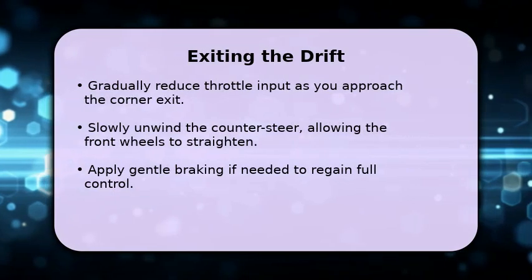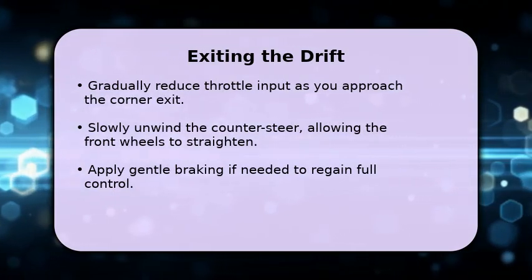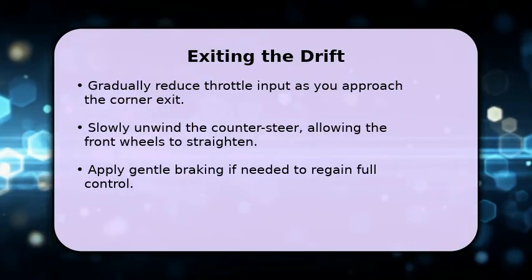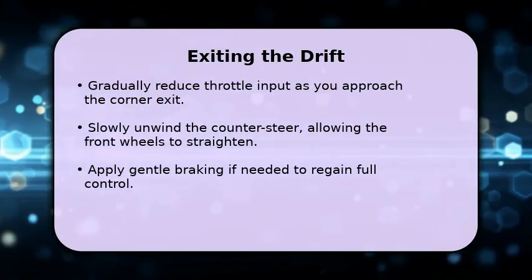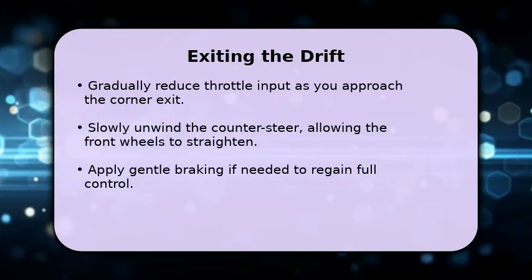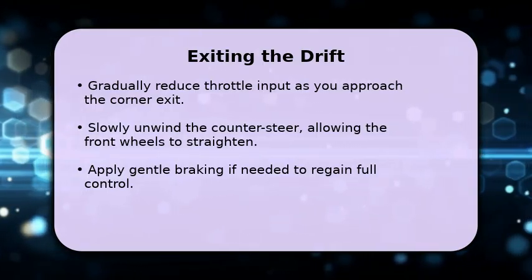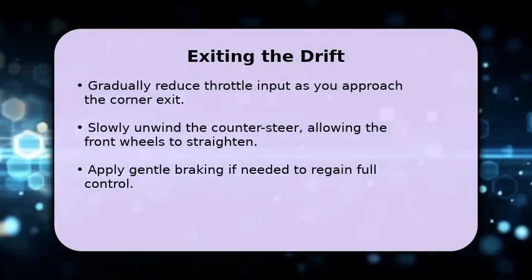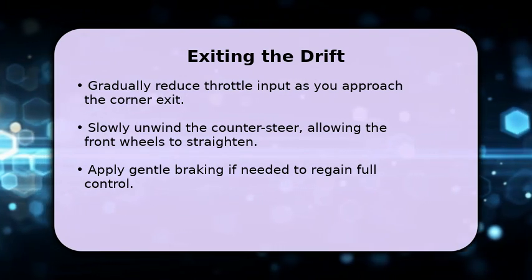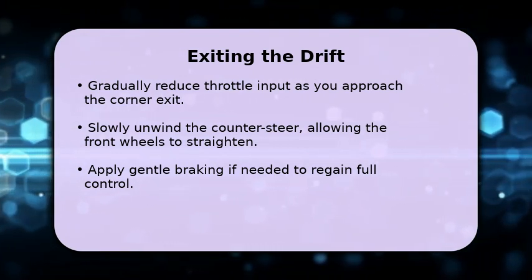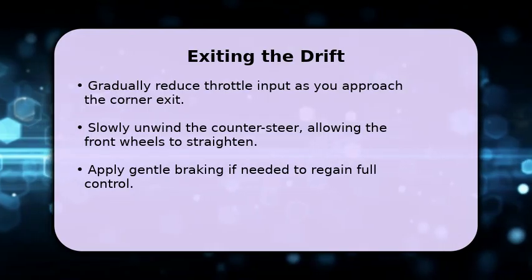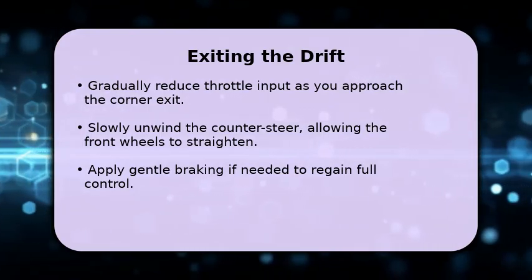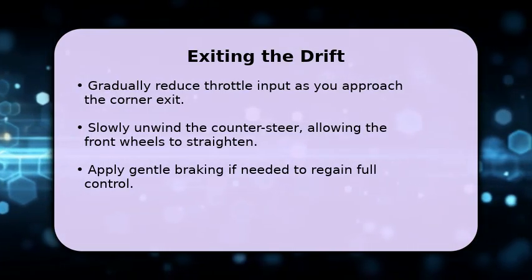To smoothly exit the drift, gradually ease off the accelerator pedal as you near the end of the turn. Simultaneously, slowly unwind the countersteer, allowing the front wheels to straighten out. The car will naturally want to regain traction. If necessary, a very light and controlled application of the brake pedal can help settle the car and bring it back into a straight line, ready for the next maneuver.